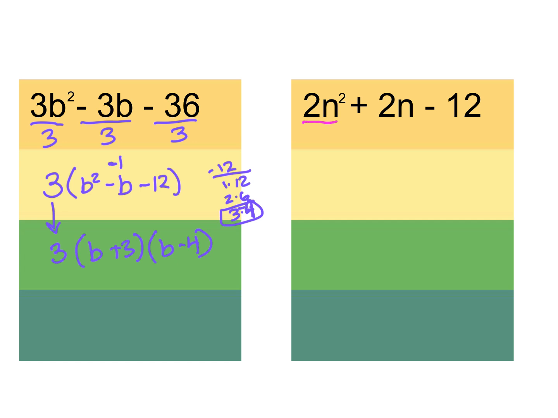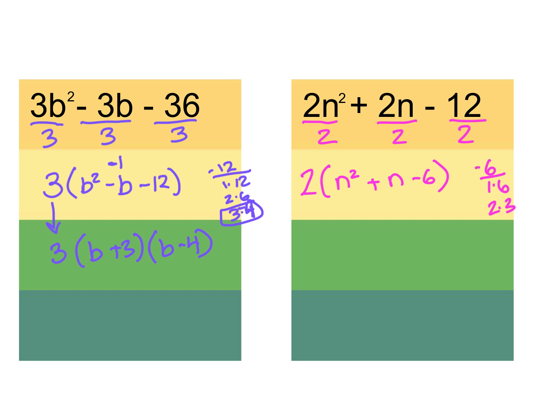I notice a 2. Did you see that 2 that could come out of all of these? They're all even numbers. So I'm going to pull that 2 out, and I'll divide by 2 to get n squared. Divide by 2 to get n, or remember that's 1n, and divide by 2 and get negative 6. Again, I'm going to need numbers that are right next to each other. So I'm probably not going to work with 1 times 6, because the difference of those is 5, right? But 2 times 3, that difference is 1. But I need them to multiply to be a negative 6.